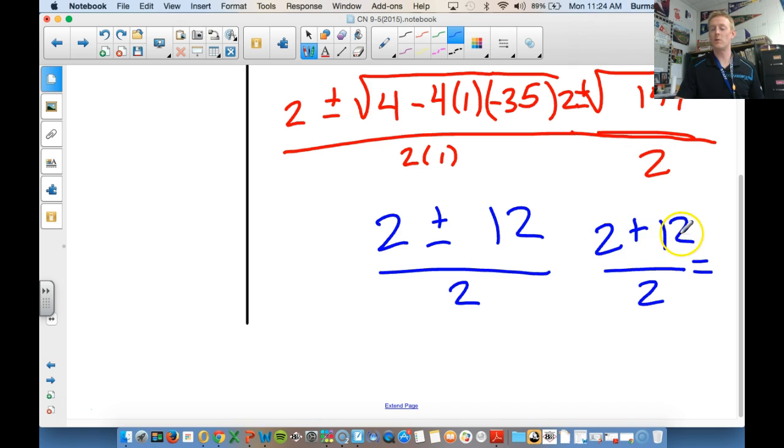which is equal to 2 plus 12 is 14. 14 divided by 2 is 7. And a 2 minus 12 divided by 2. And 2 minus 12 is negative 10. Divided by 2 is a negative 5.